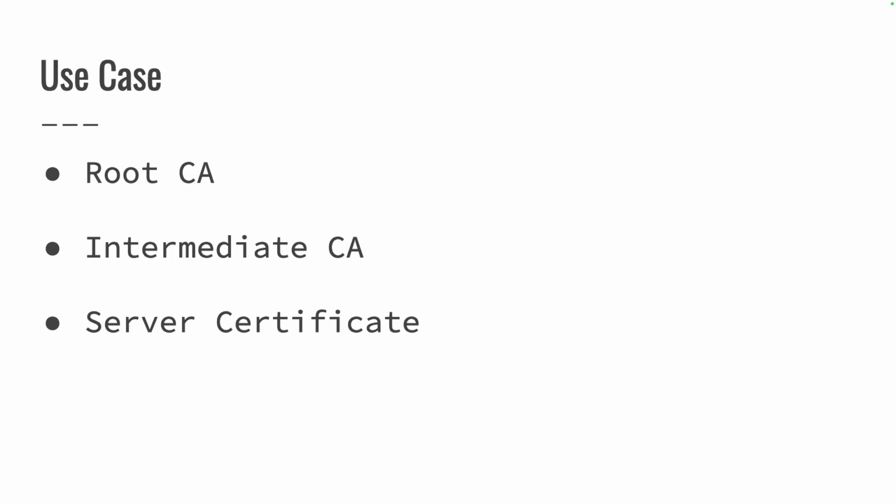Basically, in this video, I'm going to cover the root CA, intermediate CA, and server certificates. Those components are very important when working with encryption, for example, HTTPS or any sort of SSL or TLS. Let's now understand the complete flow of how this works.